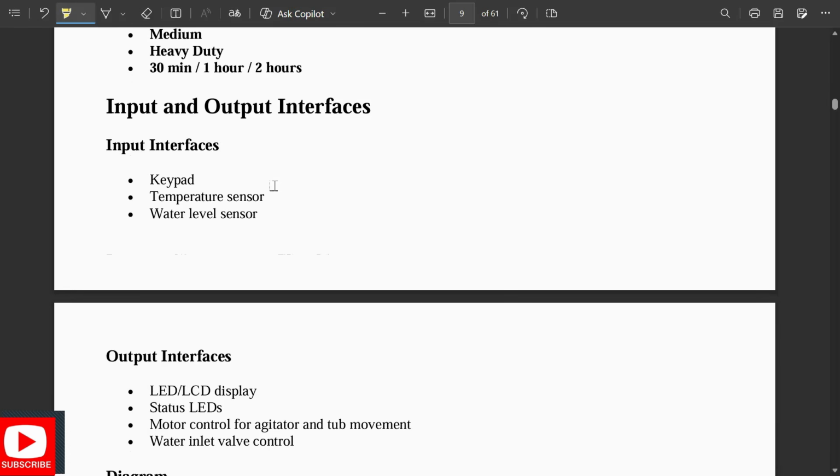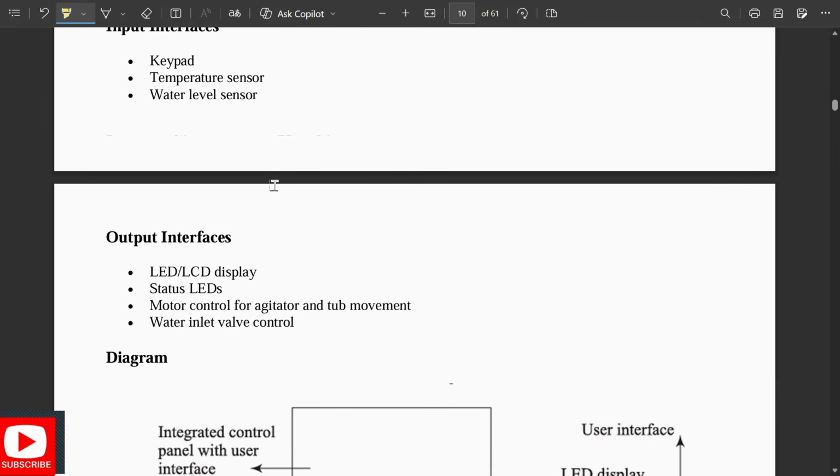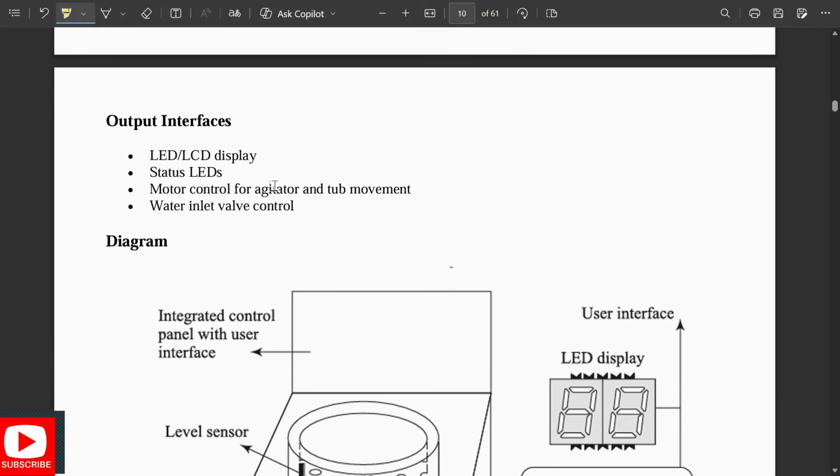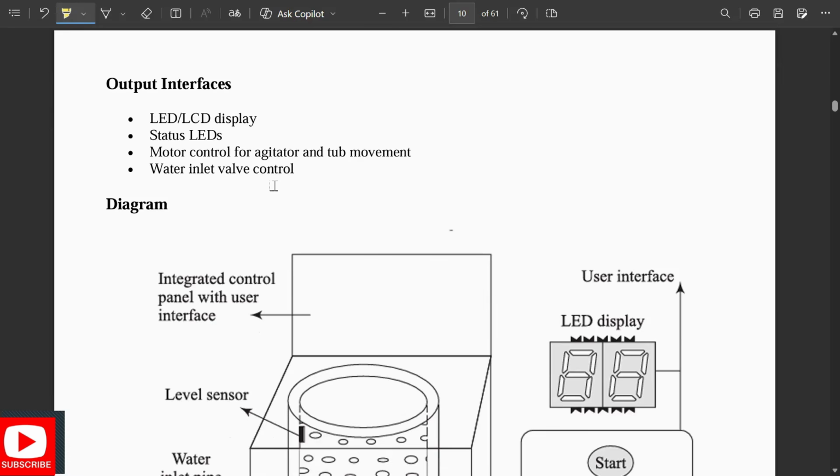So input output interfaces. For the input we are having keypad, temperature sensor and water level. We can give what should be the sensor measurements. Next come output interfaces. Here we are having LCD or LED display, then status LEDs, the motor control for the agitator and the tub movement, and the water inlet valve.